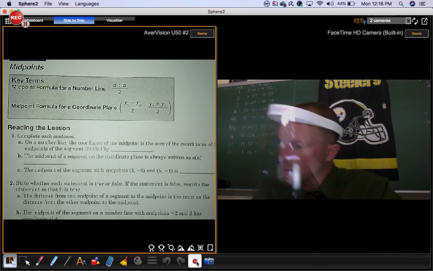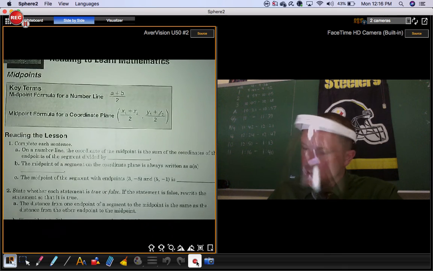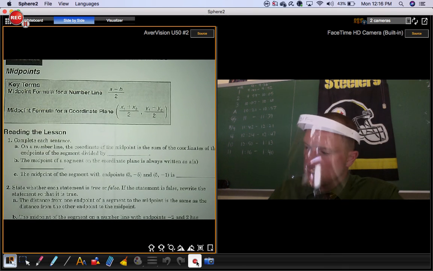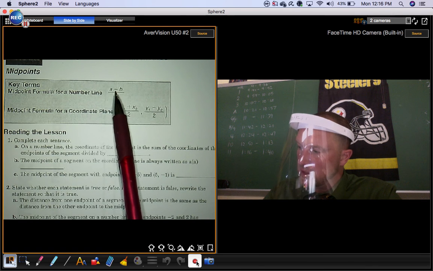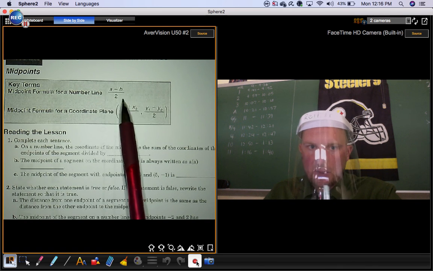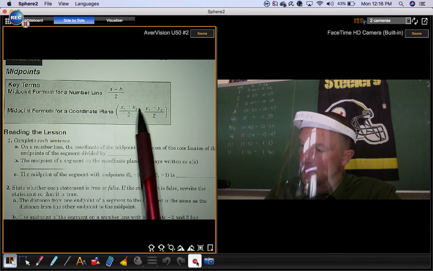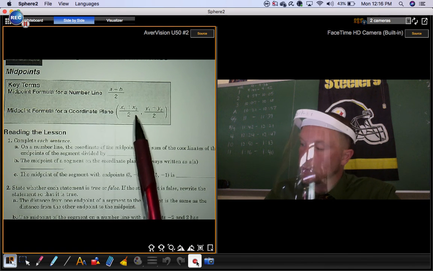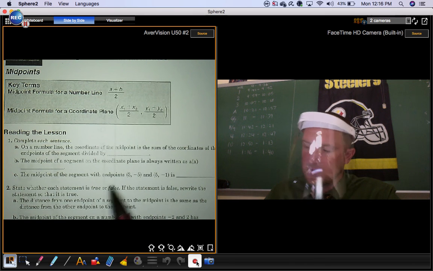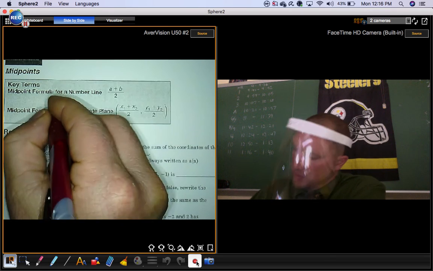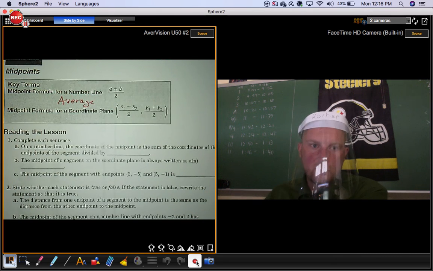This is the Reading to Learn Math page for section 2.5 on midpoints. They show you some formulas in this box. If you're on a number line, you're taking your two endpoints, adding them and dividing by 2. If you're in a coordinate plane, you're going to have an x and a y value for your 2 points. You add both of those x's, divide by 2, add both of the y's and divide by 2. Both of these are showing you that you're just averaging the endpoints.